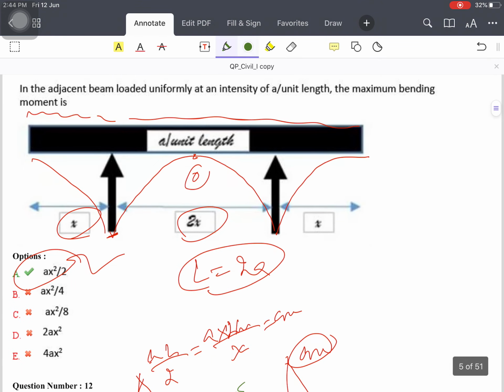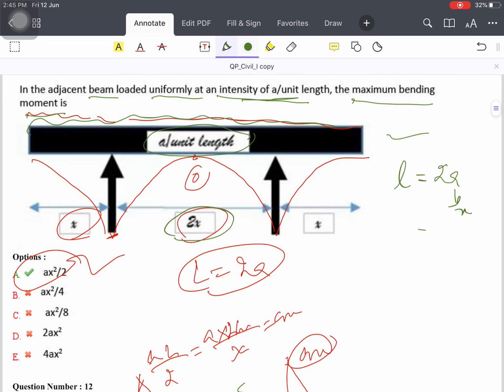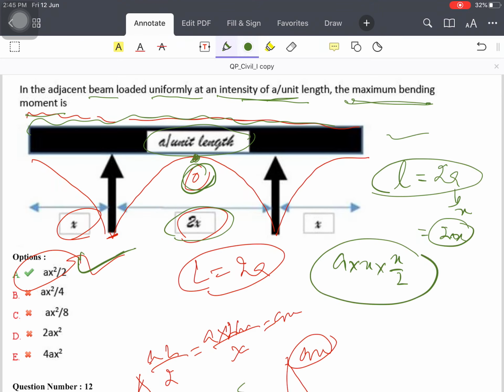Question number 11. In the adjacent beam loaded uniformly at an intensity A per unit length, the maximum bending moment is, so this is the diagram given. As you know, L equals 2A. In this case, A equals X, so this equals 2X. In this condition, the value of bending moment at the center point comes out to be 0. So the maximum bending moment must be, this is A into X by 2, comes out to be AX square by 2.